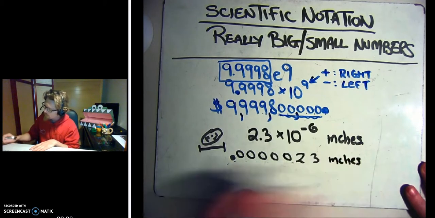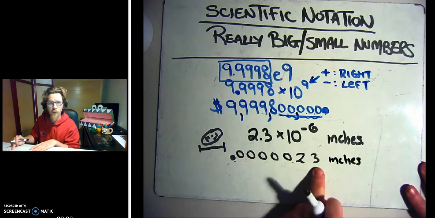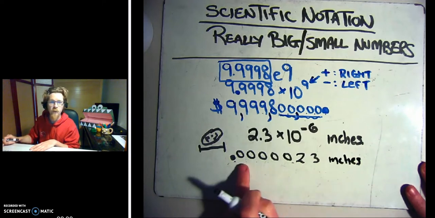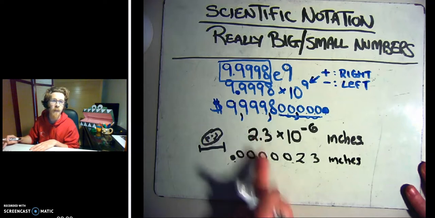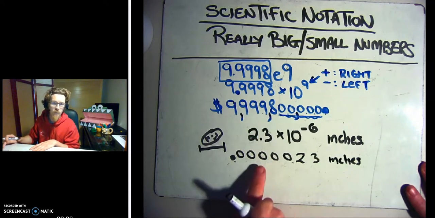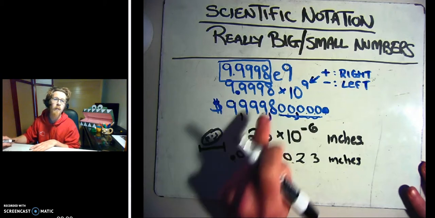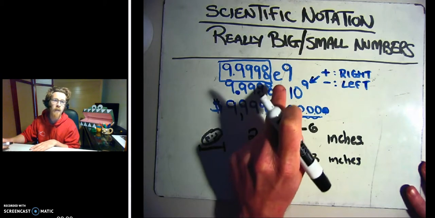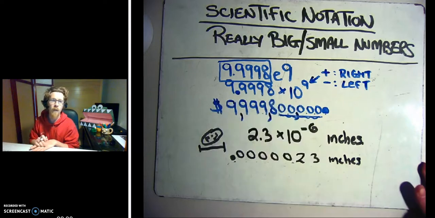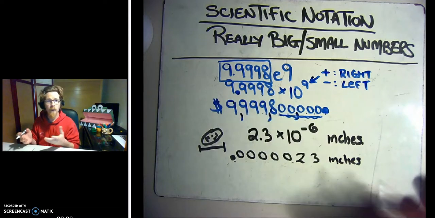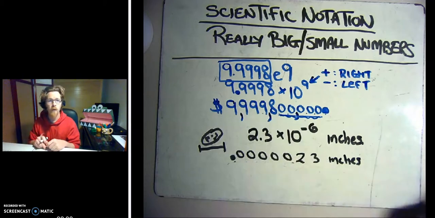So again, this becomes a little mundane, it becomes a little too much, and when you start working with really, really small numbers or really, really big numbers often, these zeros can kind of get confusing. So we write numbers in scientific notation using the e or using the times 10 to the power. And that's how we can write really big or really small numbers.